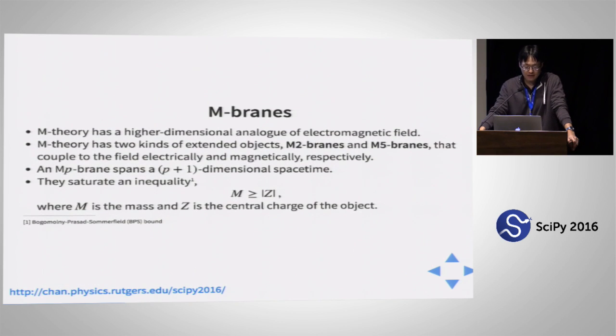And M-theory contains two extended objects called M2 branes and M5 branes. An M2 brane spans two spatial directions and one time direction, hence the name M2. And an M5 brane spans five spatial directions and one time direction. And these objects satisfy a mathematical relation between their masses m and a quantity z called a central charge, which can be considered as a higher dimensional analog of electric and magnetic charge.